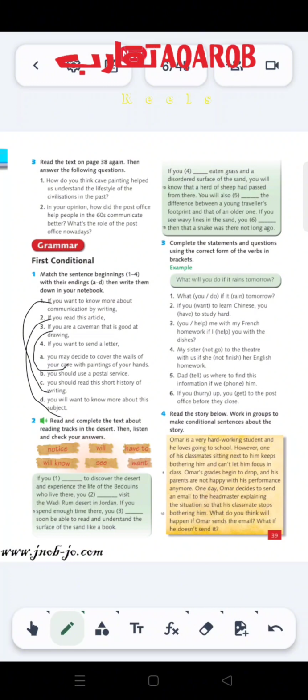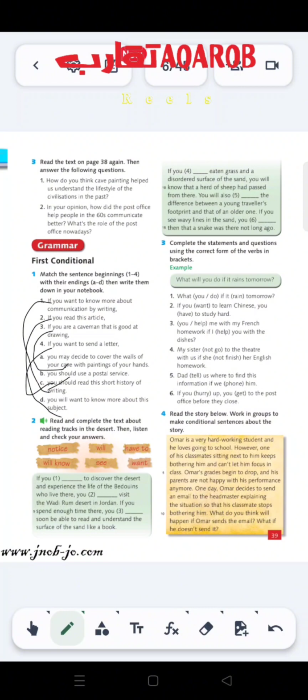And the last one, if you want to send a letter, of course it's matched with B. If you want to send a letter, you should use a postal service.